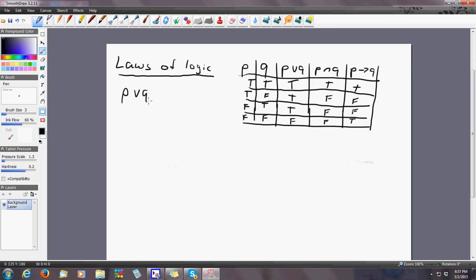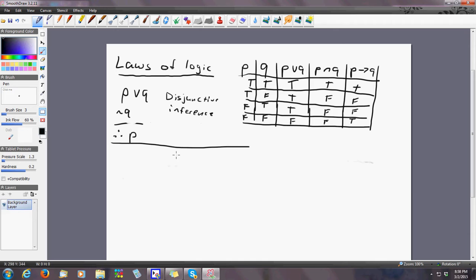If I have P or Q, and that's true, and I know not P, three dots means therefore Q must be true. And this is the law of disjunctive inference. The reason why is because P or Q is true whenever one of them is true, but this says not P is true, which means that P must be false, therefore Q must be true. And similarly, if Q was false, then P would be true.